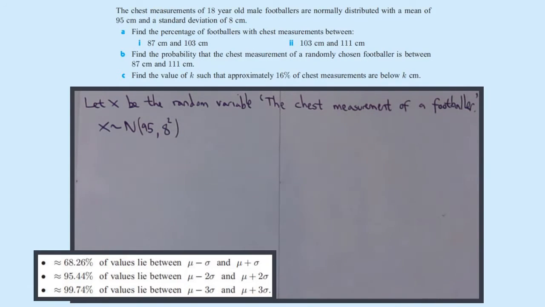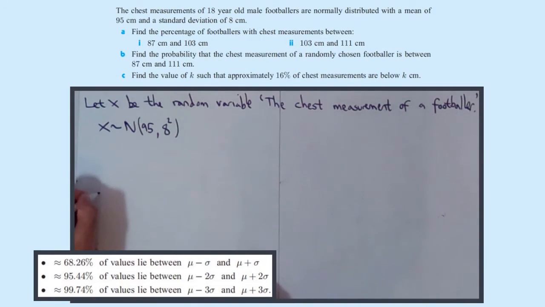So we need to find the percentage of footballers with chest measurements between certain values. But before we do that, it's really handy to draw a sketch. The point of this is to get you used to the symmetry of the distribution, the patterns. If you got this in a non-calculator paper, you're not expected to learn the 68%, the 95.4%, and 99.74%. You don't need to learn that, but these principles with the symmetry, yes, you do need to know, because they could always just give you a proportion, and then you would have to work out using symmetry from there.